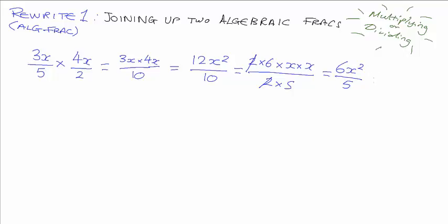Which, if you remember from one of the earlier tips, you can either leave it like that, but hopefully you understand that's the same as 6 over 5 times x squared. If not, watch those 5 tips. I think it's tip number 1 or 2, I can't remember. So that's how you do that.